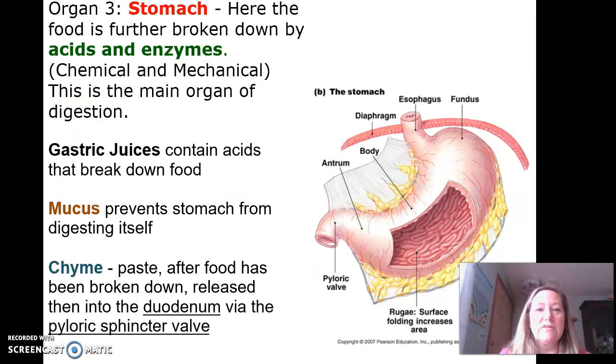The stomach, that's organ 3. Here, the food is broken down even further by acids and enzymes. Mechanical and chemical digestion both happen in the stomach. This is the main organ of digestion itself, and it has a layer of mucus that keeps it from digesting itself. The stomach is full of hydrochloric acid to help break down food, along with other enzymes and juices. Once the food is broken down as much as it can be, it creates this stuff called chyme, which is a paste, and then it's released into the small intestine.